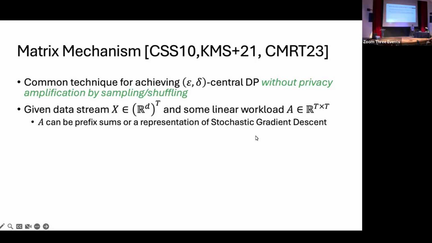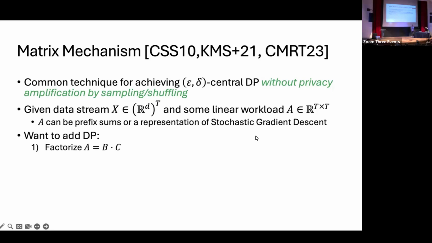So what's the setup here? You're given some data stream over T rounds and some linear workload represented by this matrix A. This matrix can represent something simple like prefix sums, which can then actually be used for training as well with some post-processing, or something more advanced like a representation of stochastic gradient descent. You want to compute, of course, A times X, but also add DP to this.